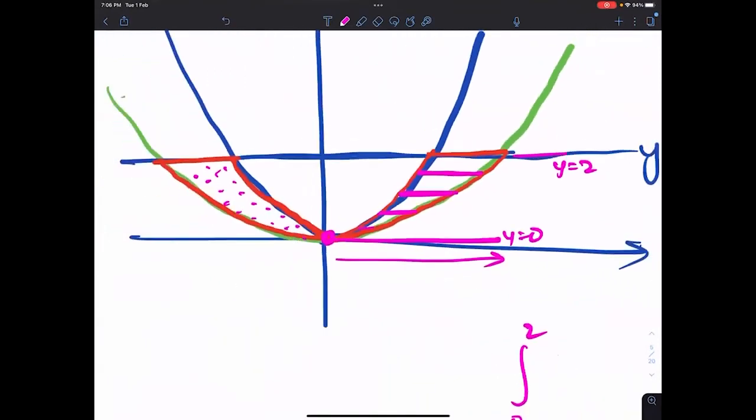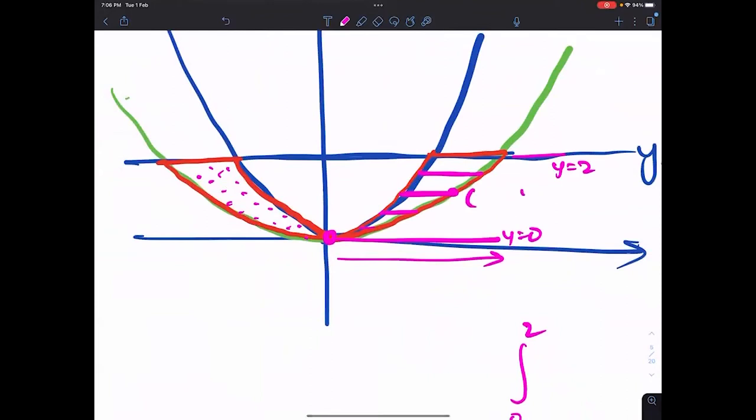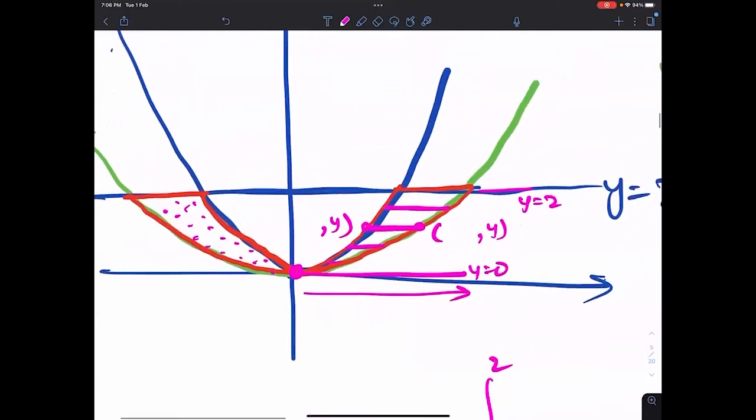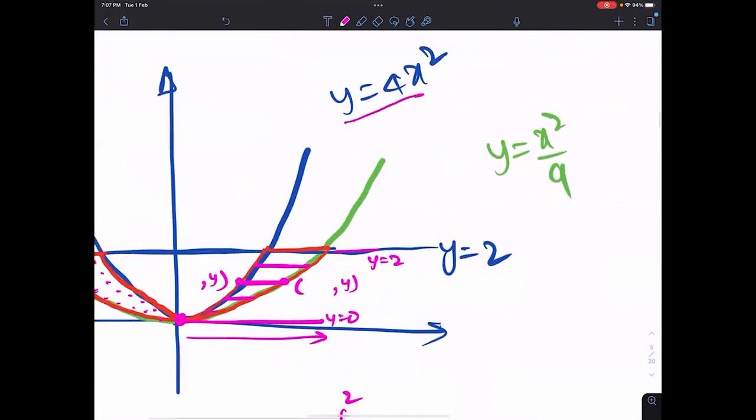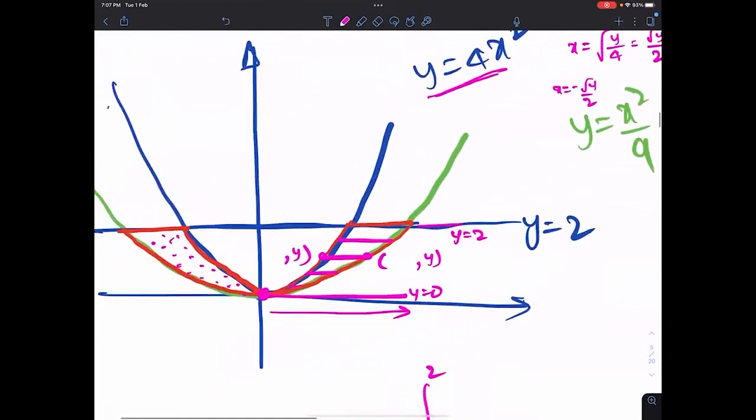Now once I take a horizontal strip, both ends will have the same y coordinate, so the x coordinate I need to write. For the blue curve, how to write the x coordinate in terms of y? Your x will be root over y by 4, which is root y by 2. You may say, sir, minus root y by 2 also will come. Yeah, but that will be on the other side.